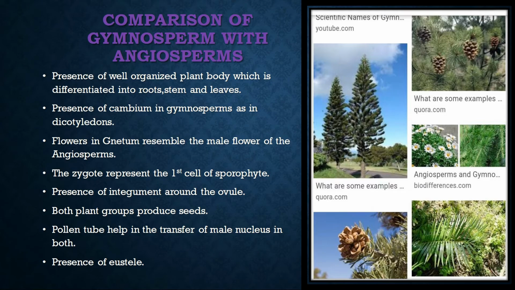Both of them have a very well organized plant body, which is differentiated into root, stem and leaves. Cambium is present in gymnosperms as well as in the dicotyledons of angiosperms. Flowers in Gnetum resemble the male flowers of angiosperms. Zygote represents the first cell of the sporophyte in both groups. Presence of integument around the ovule is common to both groups. Both plant groups produce seeds. They have a pollen tube to help in the transfer of the male nucleus to the ovule. Both of them possess eustele.